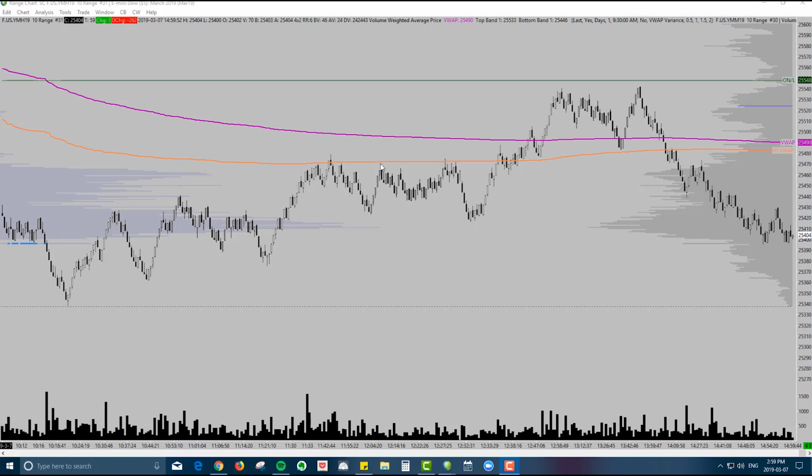The final rule with range bars is that each range bar must close at either its high or its low.